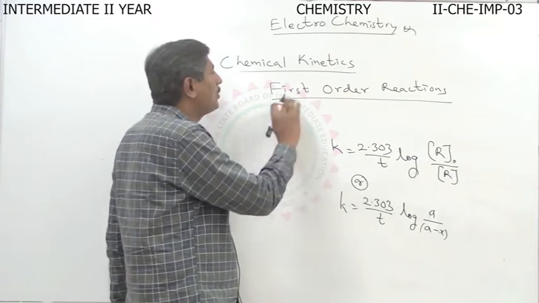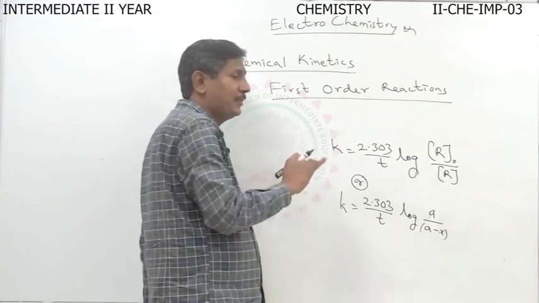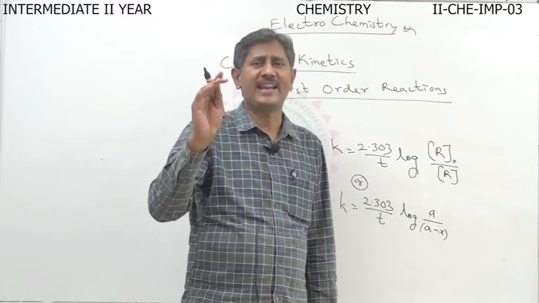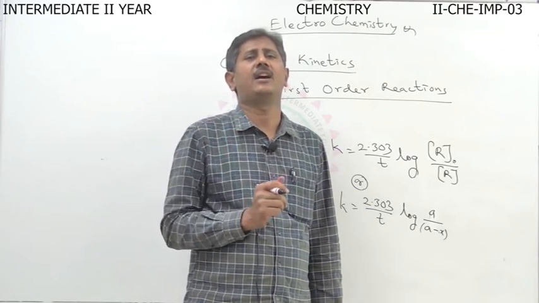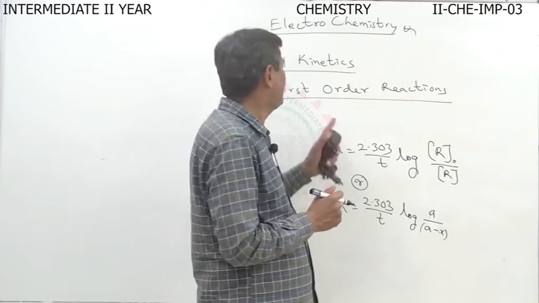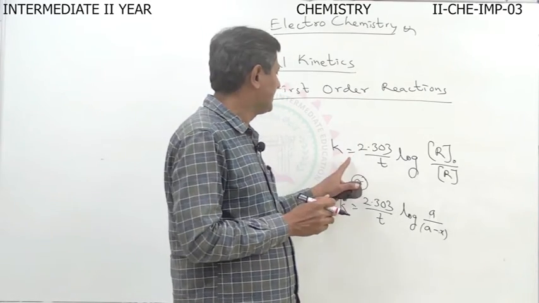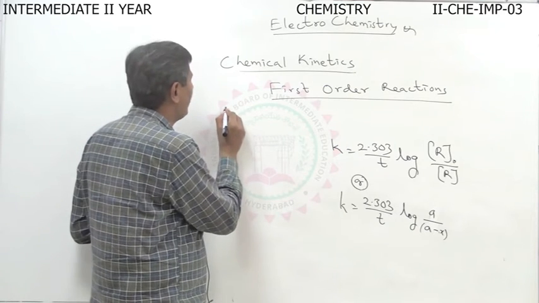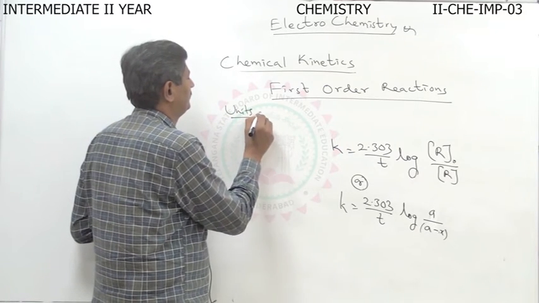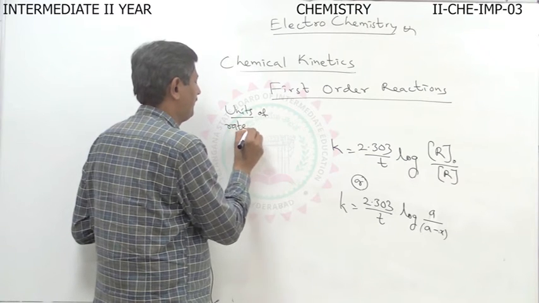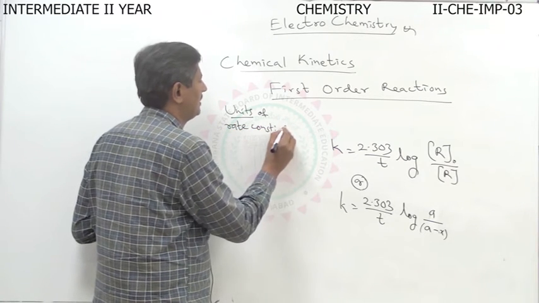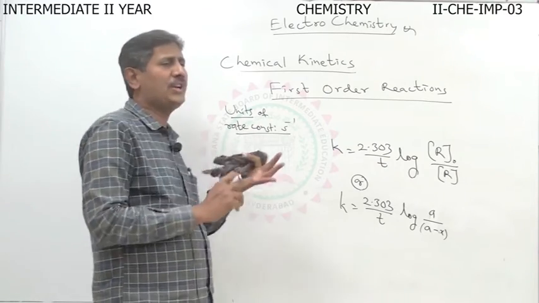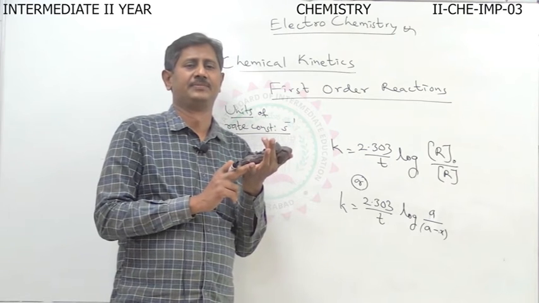And here what can we say? How do we define the first order reactions? For example, when the sum of the powers of the reactants in the rate law expression is 1, then those reactions are called what? First order reactions. And this is the expression for that one. And here, the units of rate constant are second inverse. The examples are radioactive disintegrations.